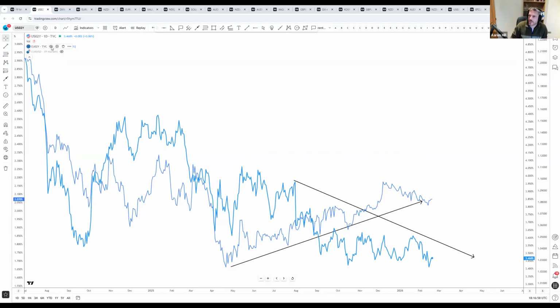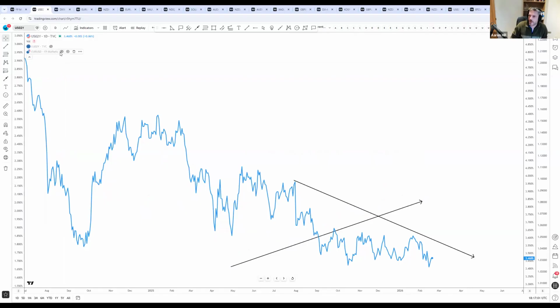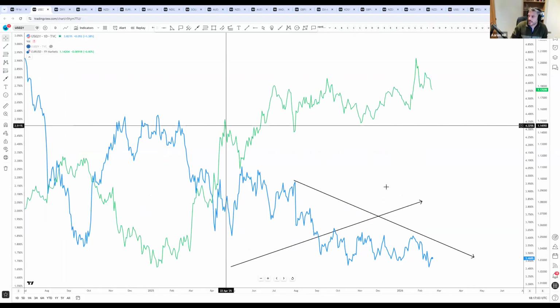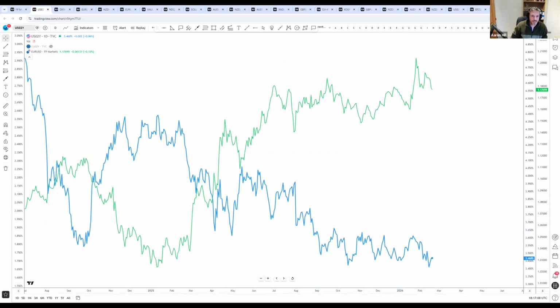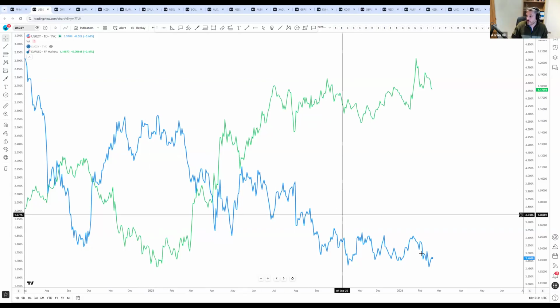Now, if we remove the EU yields and we overlay the euro dollar, I mean, look at the divergence now here. This is typical. You'll see that the euro dollar in green typically moves inversely to the 2-year US Treasury yields because of the relationship between interest rates and capital flows. So capital tends to flow to higher yielding assets. So when the 2-year yield rises, but right now it's dropping.